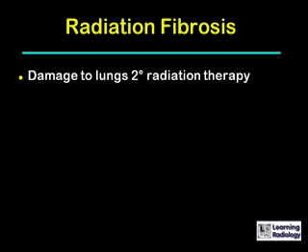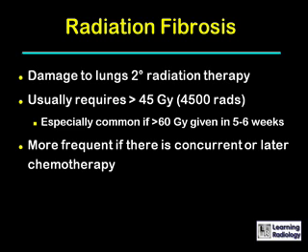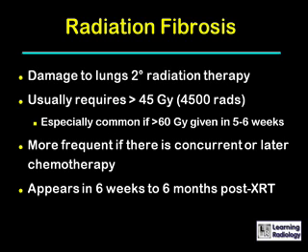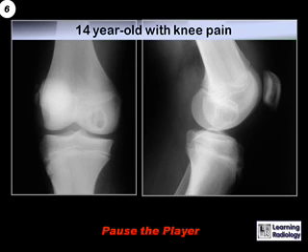Radiation fibrosis occurs when there is damage to the lung secondary to radiation therapy. It usually requires in excess of 45 gray or 4,500 rads, and it's especially common if more than 60 gray or 6,000 rads are given in a 5 to 6 week period. It is more frequent if there is concurrent or even chemotherapy administered after the radiation. It generally appears within 6 weeks to 6 months following the radiation therapy, and it is confined to the radiation portal. This next case is a 14-year-old with knee pain.